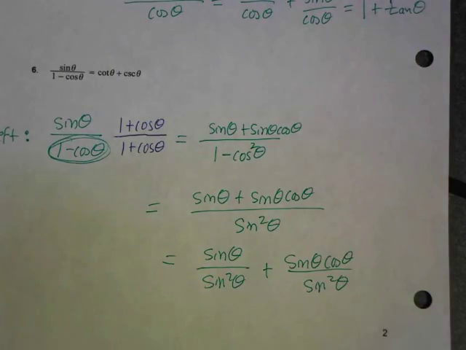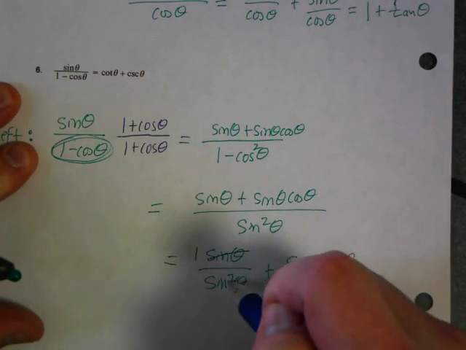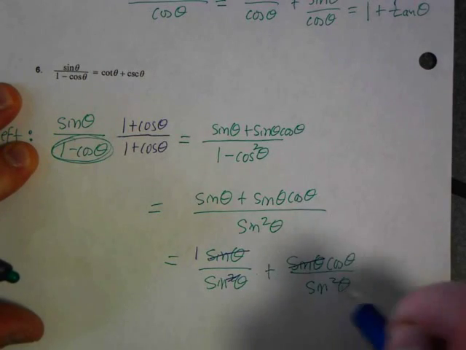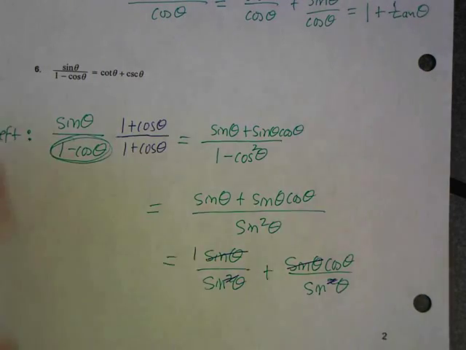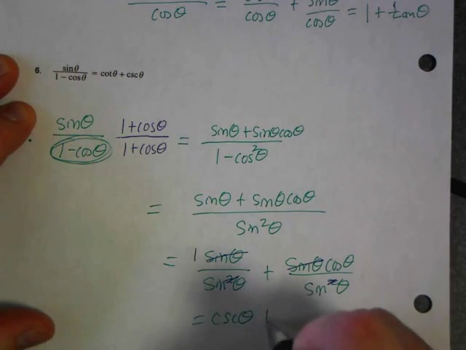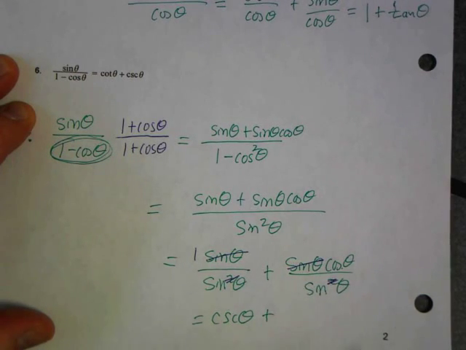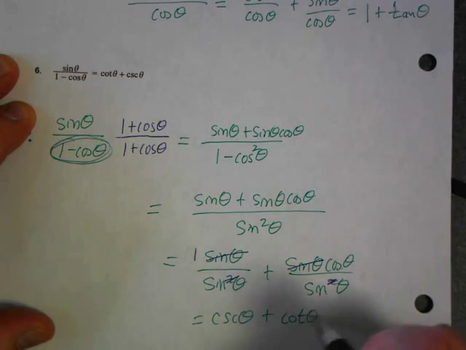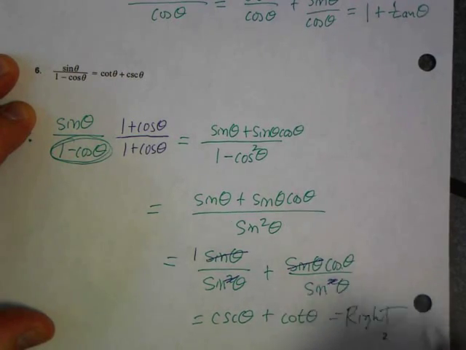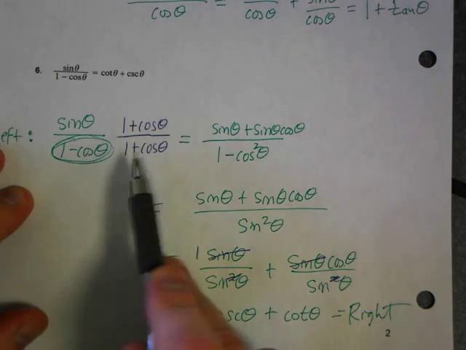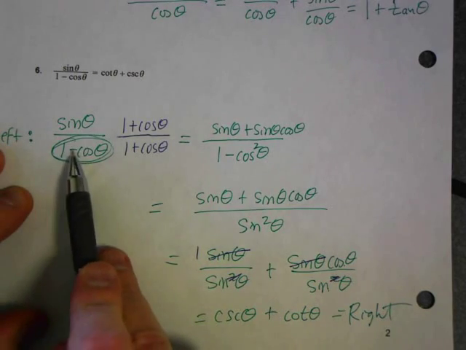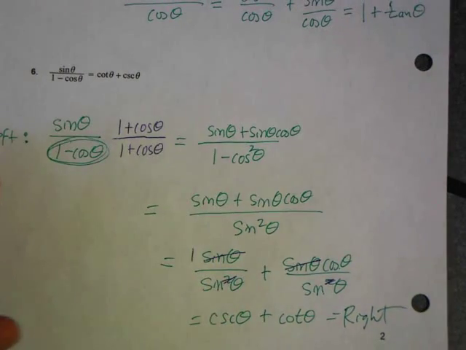I do a little bit of reducing. One sine cancels with one sine, and one sine cancels with one sine. And what am I left with? What's 1 over sine theta? That's cosecant theta. And how about cosine theta over sine theta? Cotangent theta. And that is the right-hand side. Again, it's simply written in the other order. We can switch order. All right, so that's a very, very common trick. Again, if you see a 1 minus cosine, you're going to multiply by 1 plus cosine. If you saw a 1 plus sine, you want to multiply by a 1 minus sine. Use your conjugates.